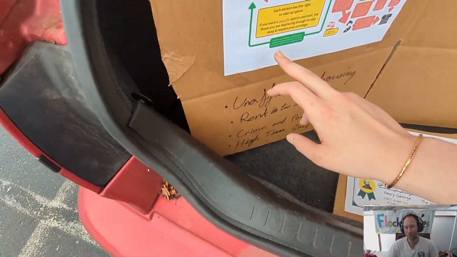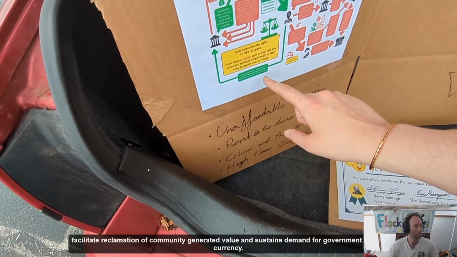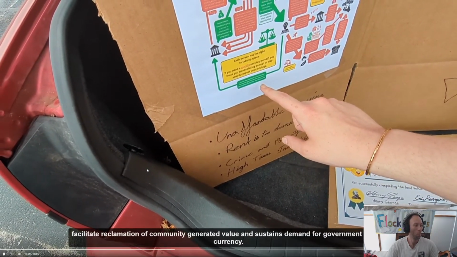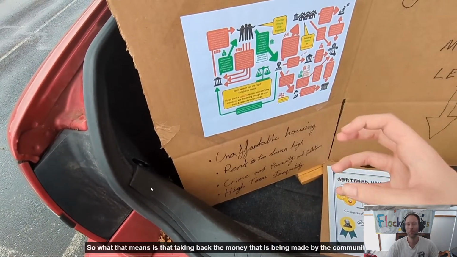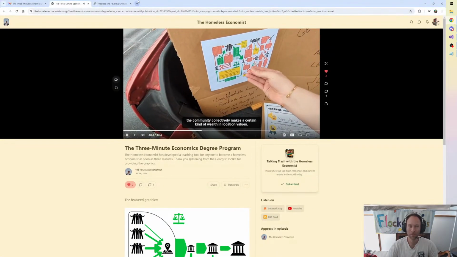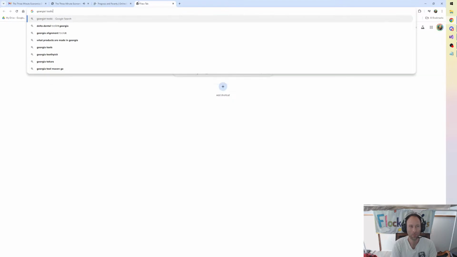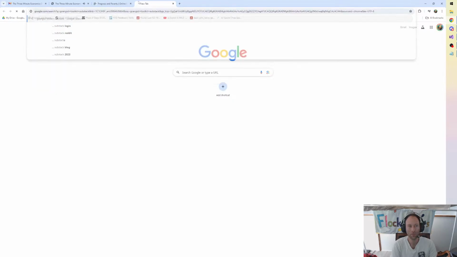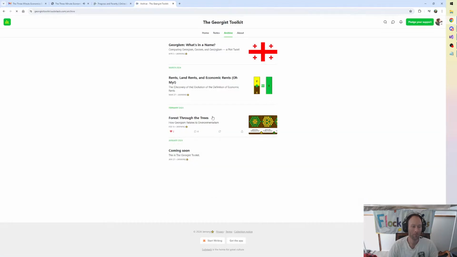Location value goes up. Location fees facilitate reclamation of community generated value and sustain demand for government issued currency. So what that means is that taking back the money that is being made by the community collectively makes a certain kind of wealth in location values. So fees or taxes would go back into the community, and then the community would invest in itself, and it feeds a virtuous cycle.